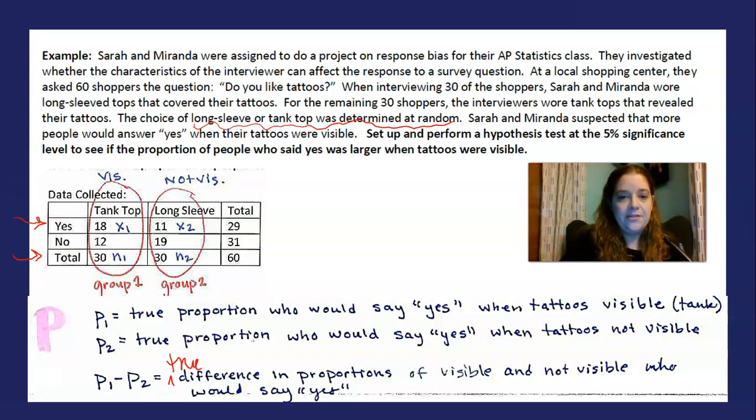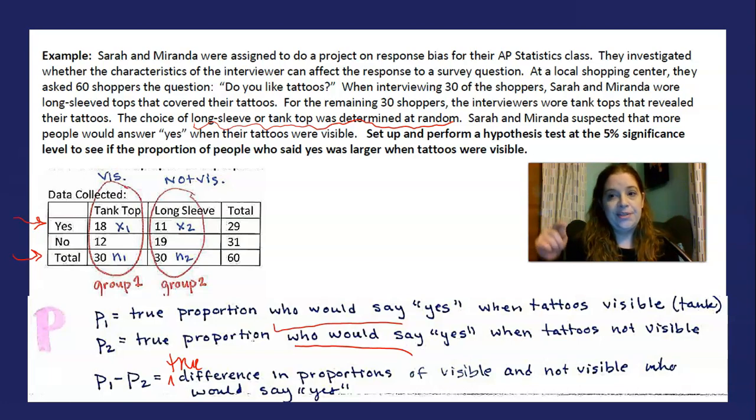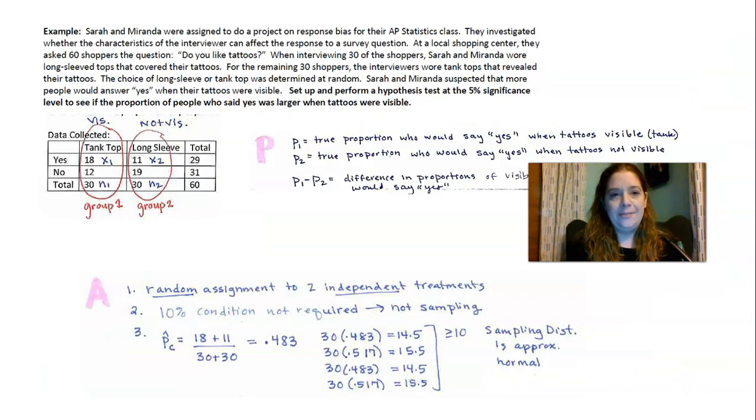And then I also want to point out this phrase, who would say yes. That's really important because we want to make sure we imply that we're not talking about the people who said yes, because the people who said yes, that's the 18 and the 11 in this problem. That's P hat, the sample proportion. That's the statistic. So we want to make sure we're implying that this is like if we went and did this again and we were able to talk to everybody. That'd be what we're talking about here. All right, so there is my value there.